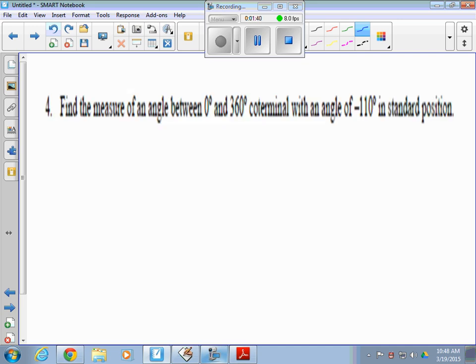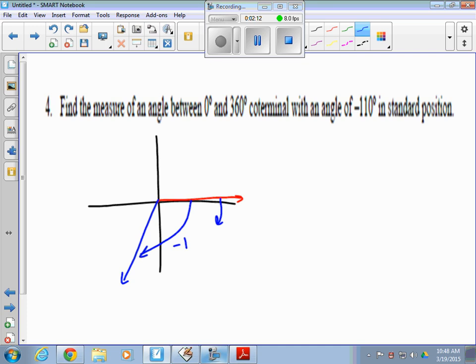This one tells you to find the measure of an angle between 0 and 360 degrees, so within one revolution, that's coterminal with an angle of negative 110 degrees in standard position. If it's negative 110 in standard position, you know it's going to start here and open up clockwise, going down this way. If it goes straight down that's 90 degrees, so it's going to go past that, about right there, to be negative 110 degrees.